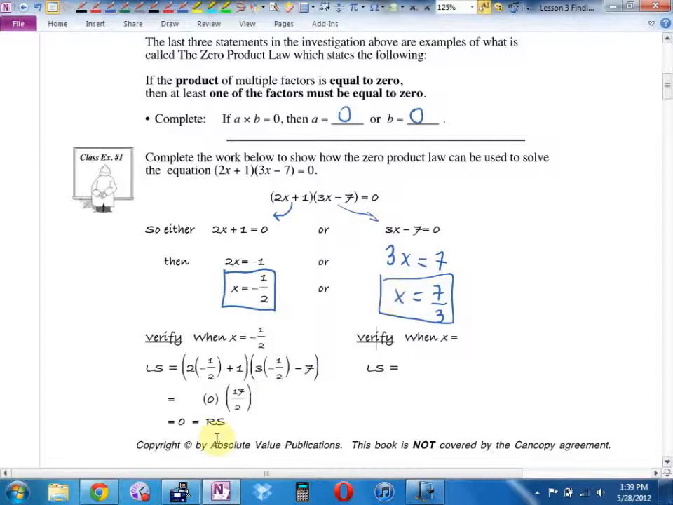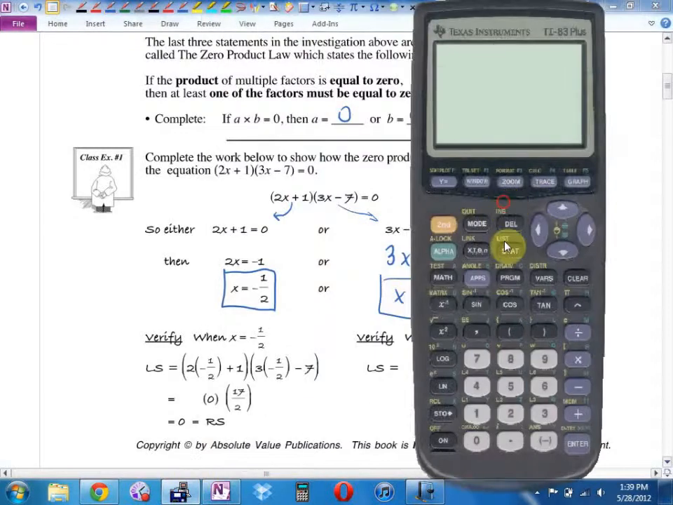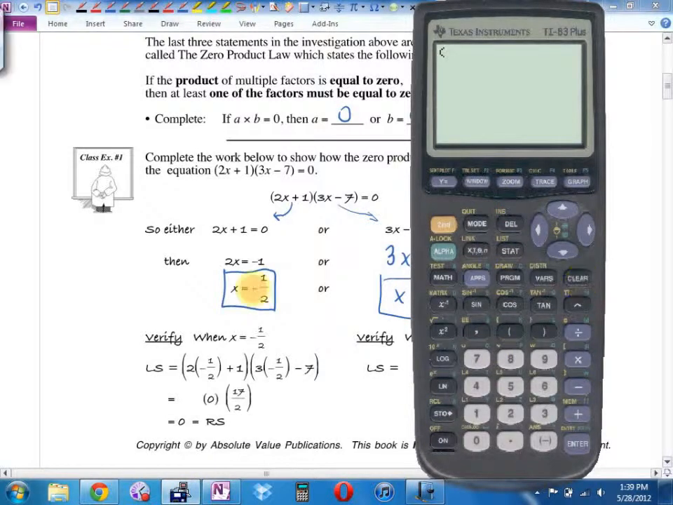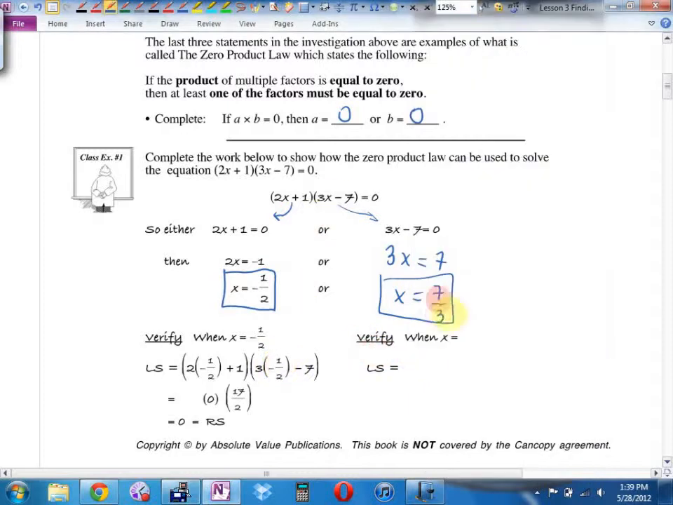And I can prove it to you. I can verify it if you want me to. I can go like this. So one of the answers was negative a half, so I can go 2 times negative a half plus 1, bracket, bracket, 3 times negative a half minus 7, close bracket, 0. It works. Typing that in for the x. Or if I typed in the 7 over 3 there and there, it would work too. It is actually the solution to the equation.